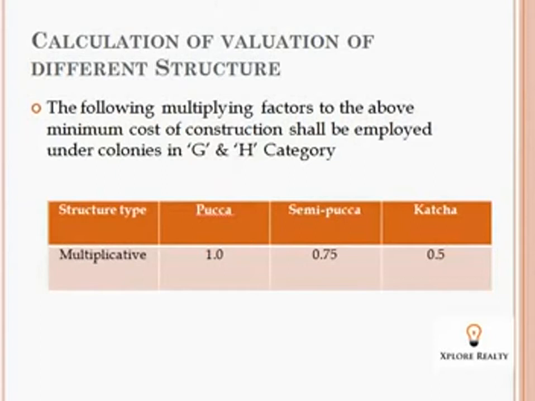If the property is in G and H category, then there is another thing we need to consider while calculating cost of construction, which is kacha construction or pakka construction. To calculate that, again a multiplication factor comes into the picture, but this is only applicable in G and H category.